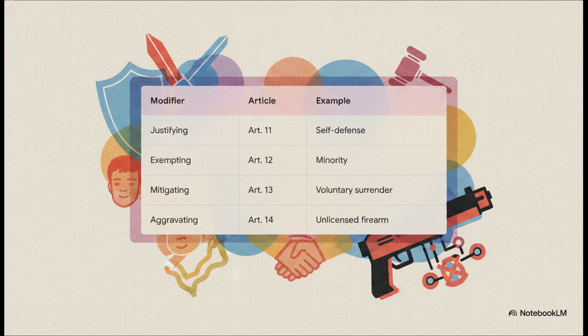Then there are exempting factors under Article 12, like minority or battered woman syndrome. On the flip side, your liability can be dialed down by mitigating circumstances or cranked way up by aggravating elements, like using a loose firearm or using information and communications technology to commit the act. There are even alternative circumstances like intoxication and absolutory causes where public policy steps in to say, hey, no penalty here.